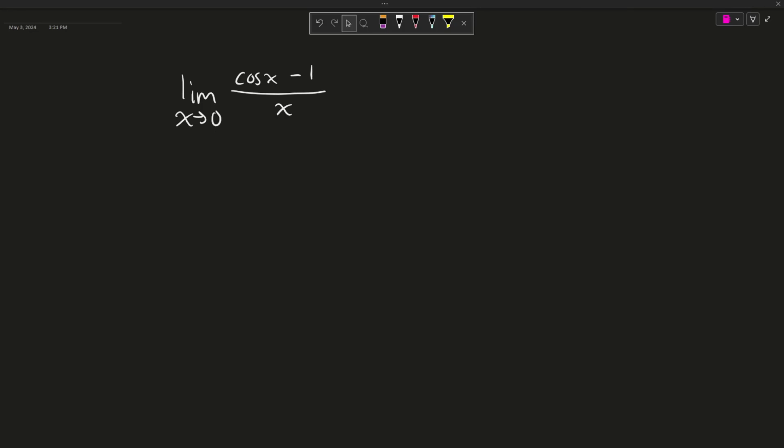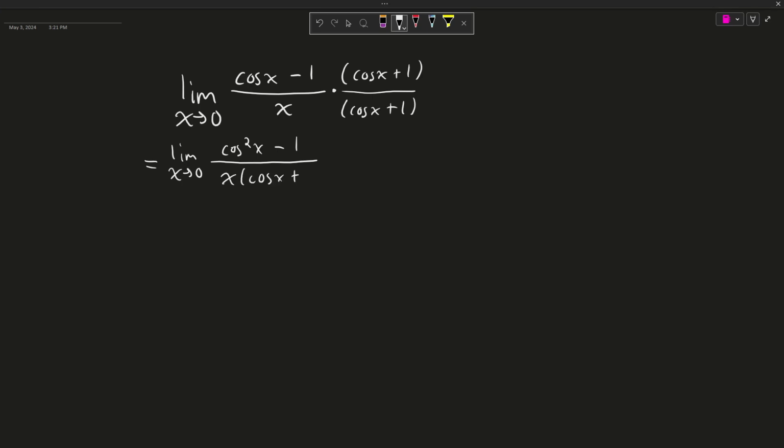Okay, so we're going to start by multiplying this by the conjugate. So cos x plus 1 over cos x plus 1, just swapping the sign so we can get a trig identity. So the next line is going to be the limit as x goes to 0 of cos squared x minus 1 all over x times cos of x plus 1.